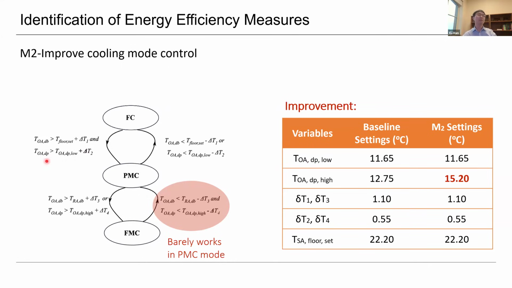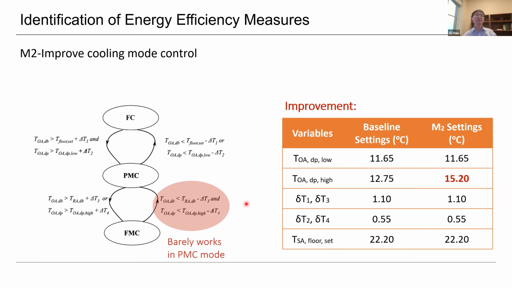If you read their control logic, you find that the switch from FC to PMC happens when the actual dew point temperature is higher than the lower band. And if it is higher than the high band, it will switch to the fully mechanical cooling mode. So if these two numbers are too close, they can pretty easily switch from here to here, because these two are very similar. So what we propose is to increase the high band for the outdoor dew point temperature.